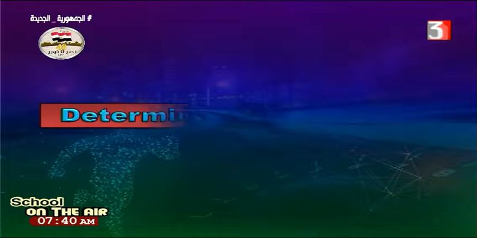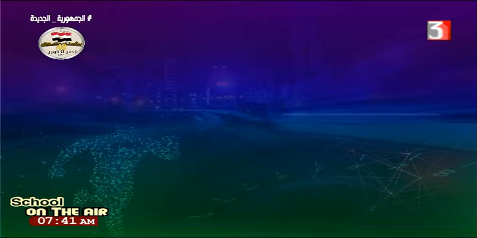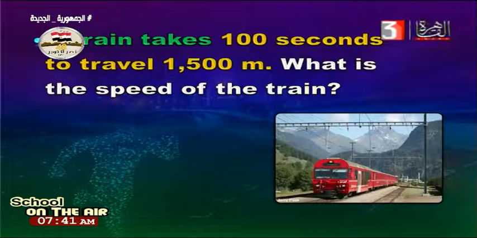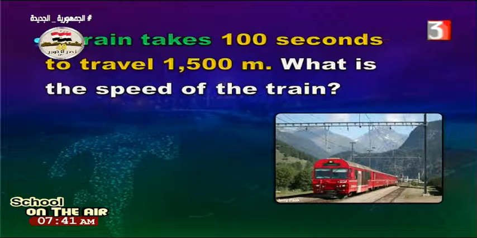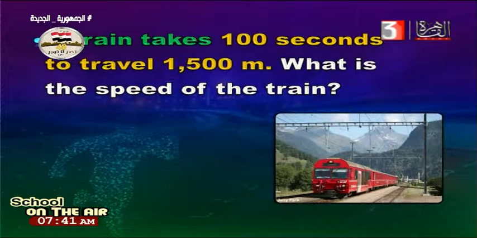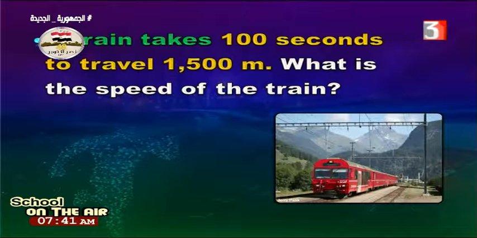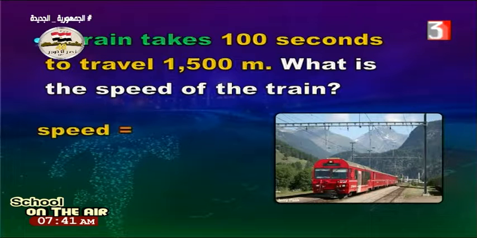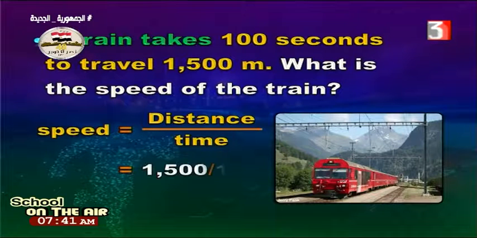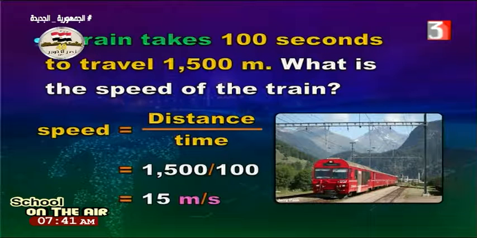Another point in this lesson: determination of speed. A train takes 100 seconds to travel 1,500 meters. What is the speed of this train? We can apply the law: V equals D over T. The given in this problem: time equals 100 seconds and the distance equals 1,500 meters. So the speed V equals distance over time, 1,500 over 100, which equals 15 meters per second.